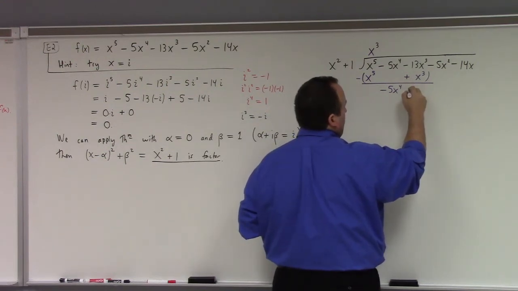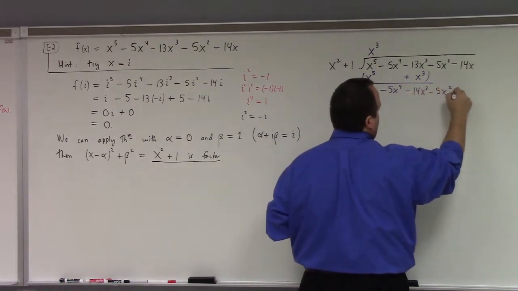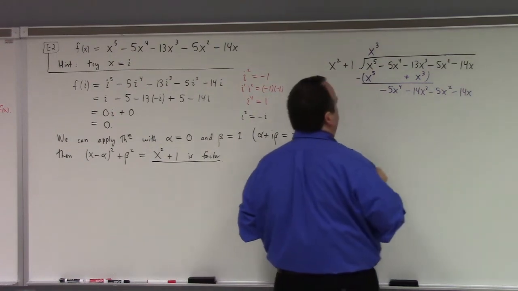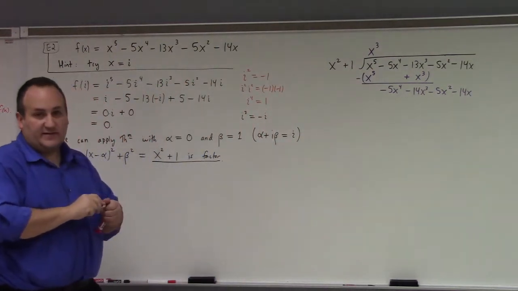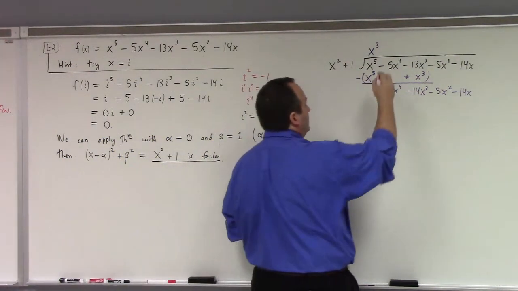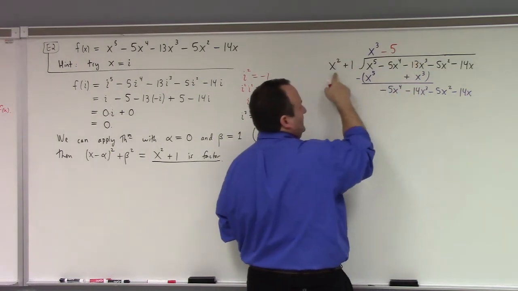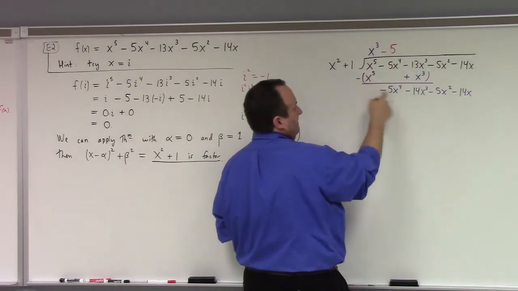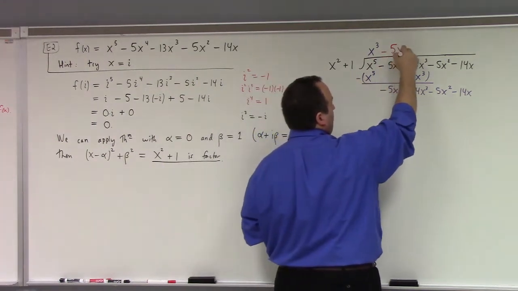Looks like minus 14x cubed minus 5x squared minus 14x. All right. Then how do I get that minus 5x to the 4th term to go away? Well, I need a minus 5 times my divisor. Minus 5 what? I need 5 times what to get me that? See it? Minus 5, I need an x squared here, yeah?